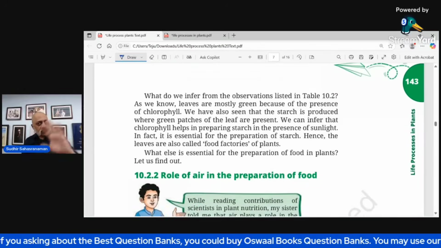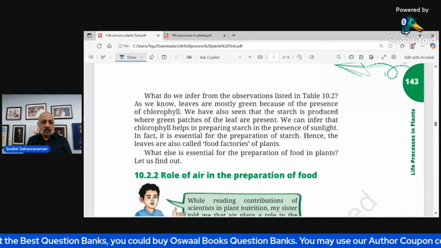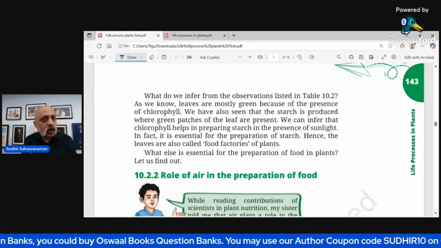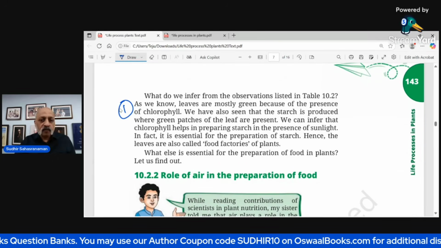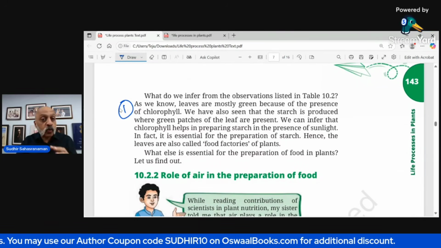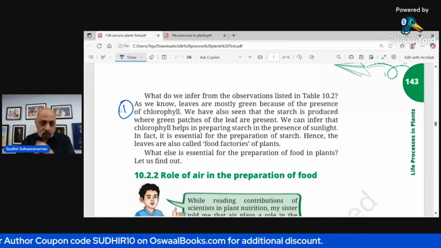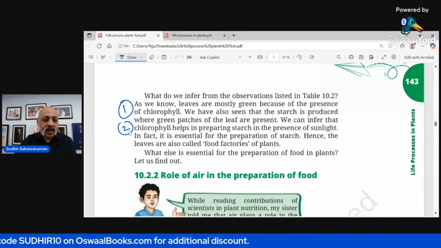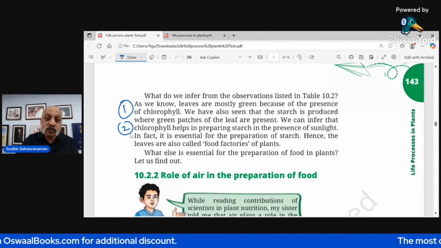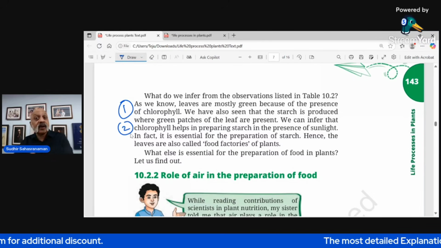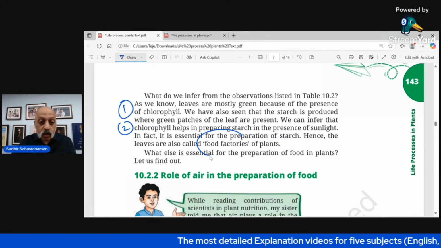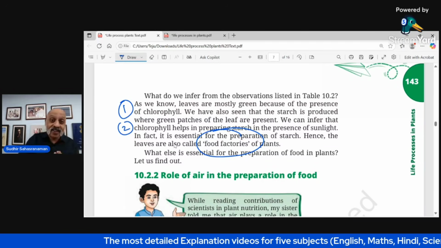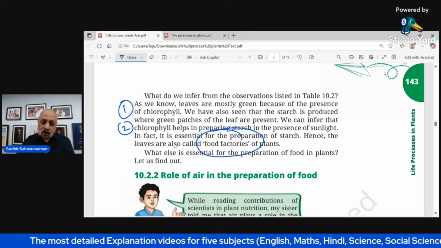So what do we infer? We have done about 2-3 different experiments. Leaves are mostly green because of the presence of chlorophyll, that is fact number one. We've also seen that the starch is produced where green patches of the leaf are present. Fact number two. We can infer that chlorophyll obviously then helps in preparing starch in the presence of sunlight and water. So therefore, the leaves are called the food factories, or as I said, the kitchen area of the plants.